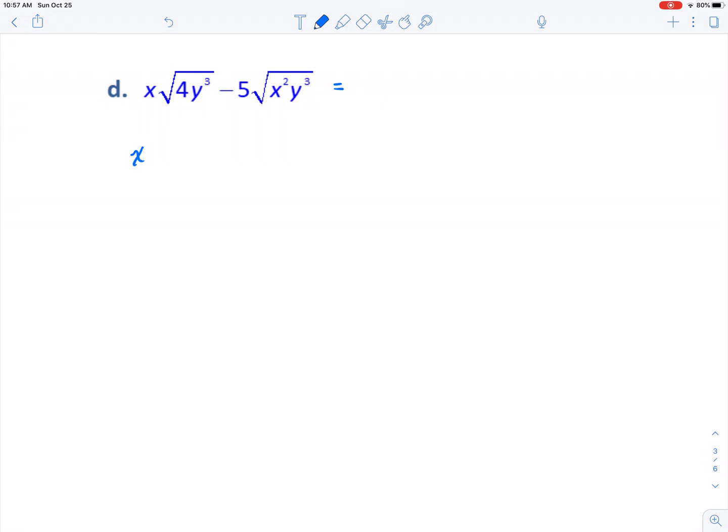All right, so we're back into square roots. I'm going to think of this as the square root of 4 and the square root of y cubed. I'll deal with that in a minute. The square root of x squared, the square root of y cubed. And again, I'll deal with that in a minute. So for now, I'm just going to work on the square root of 4 and the square root of x squared.